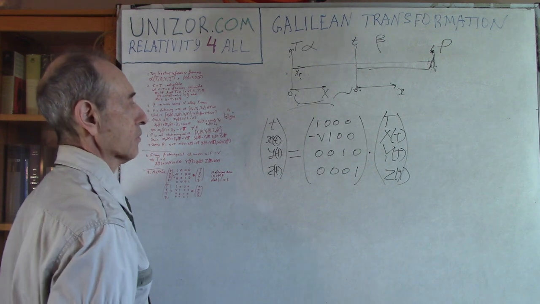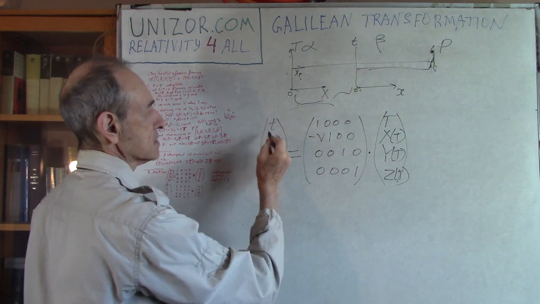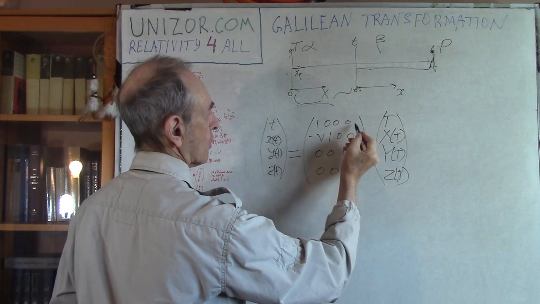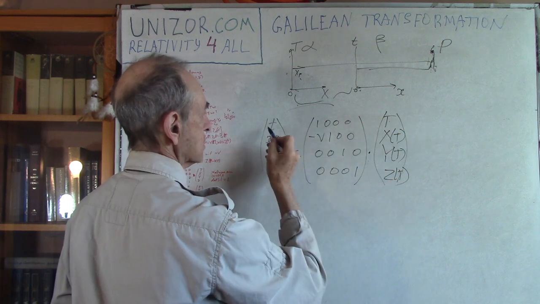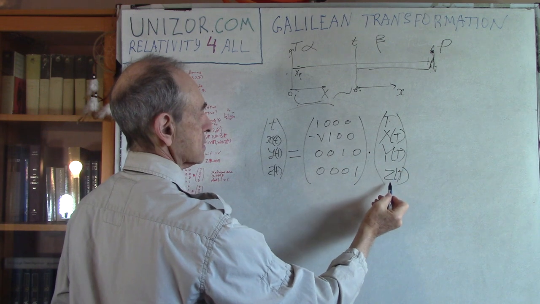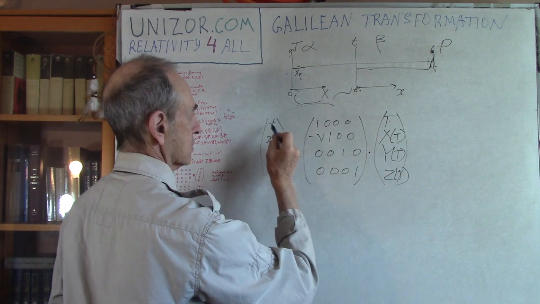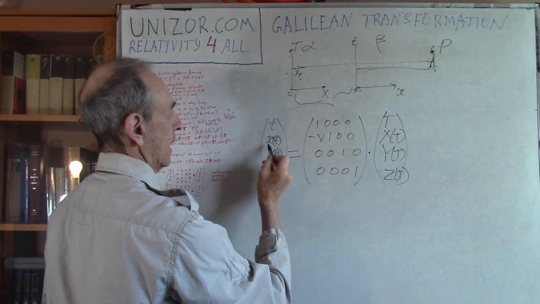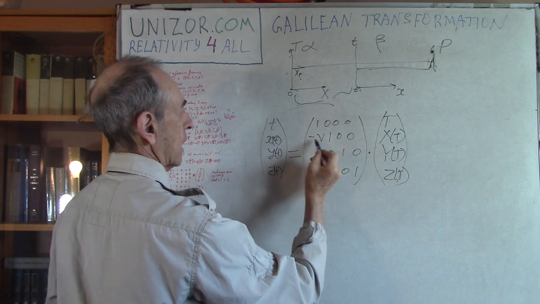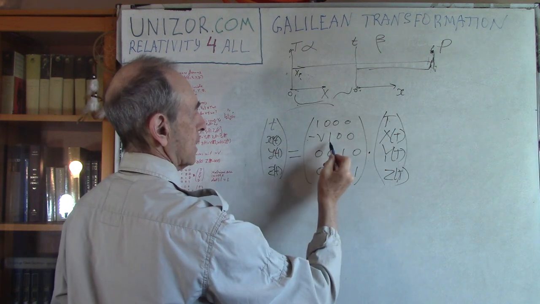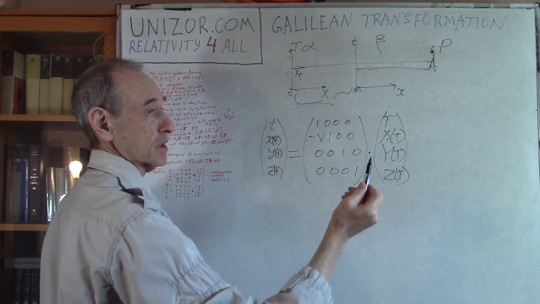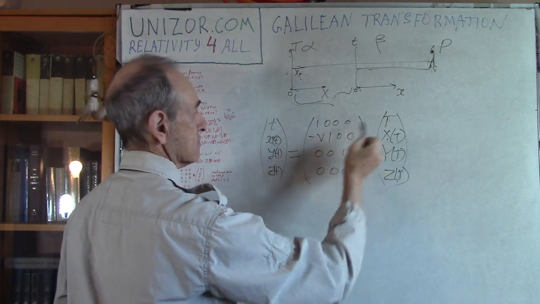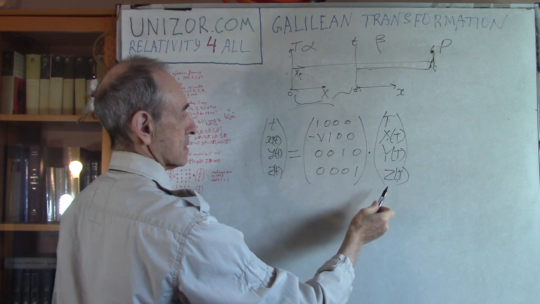Okay, let's see if it works. T is supposed to be the product of this row by this column, right? 1 times T is T, 0 times X, Y, and Z would be 0. So T is equal to T. Next, X of T minus V times T plus 1 times X of T. So that's exactly what we need. X of T minus VT, and 0 the rest.